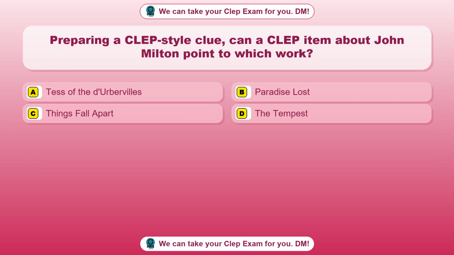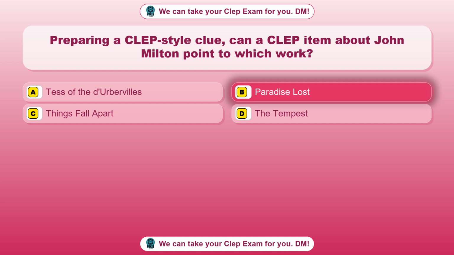Question 36. Preparing a CLEP-style clue, which work can a CLEP item about John Milton point to? Option A, Tess of the D'Urbervilles. Option B, Paradise Lost. Option C, Things Fall Apart. Option D, The Tempest. The correct answer is option B, Paradise Lost.